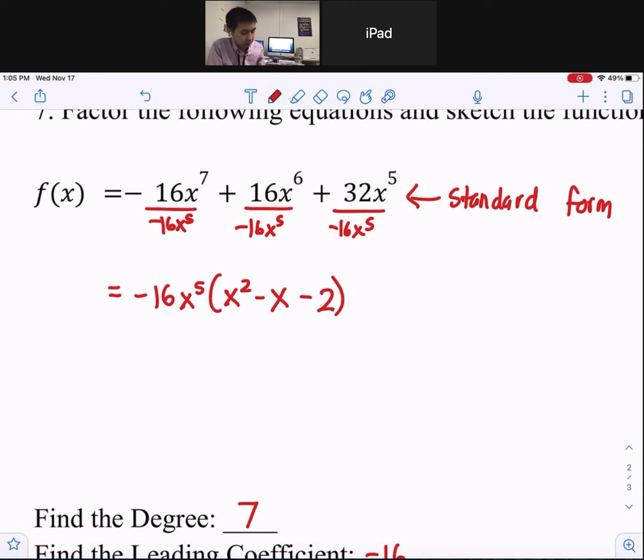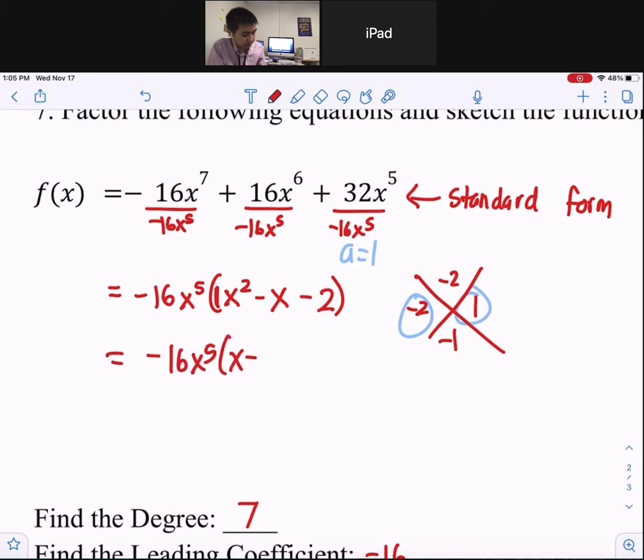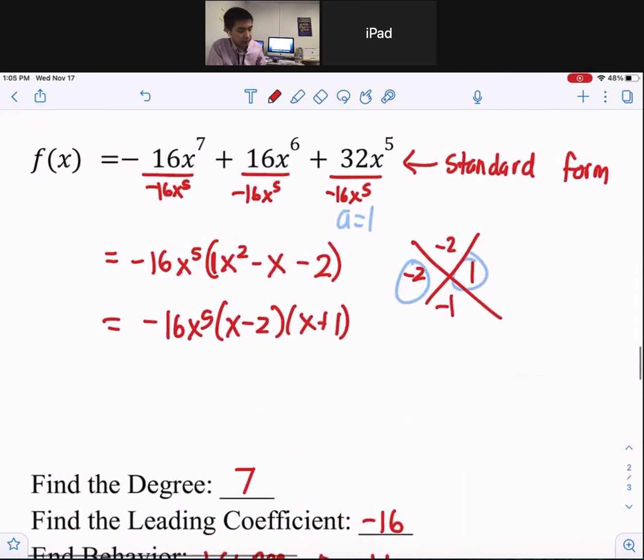Okay, and then look right here. That's a trinomial, and isn't your a value equal to 1? So this is a perfect time to do your x method, -2 and 1. And because a is equal to 1, you just use the two side numbers. -16x to the 5th times (x minus 2)(x plus 1). Okay, now we can find our zeros.